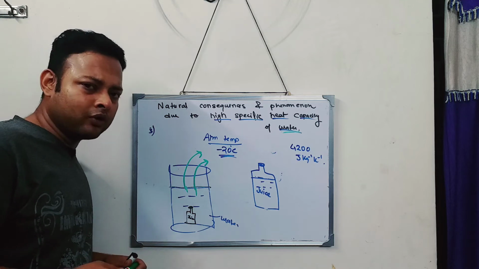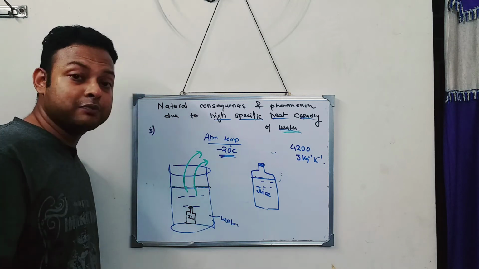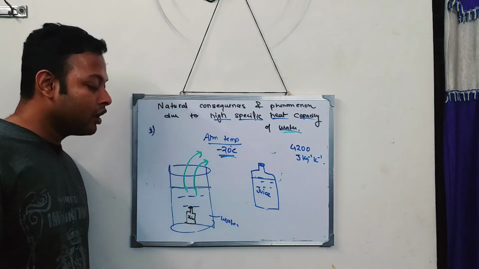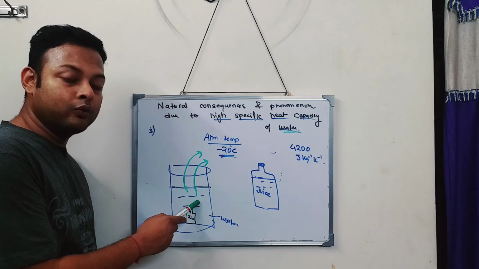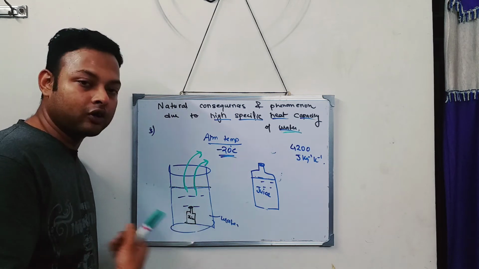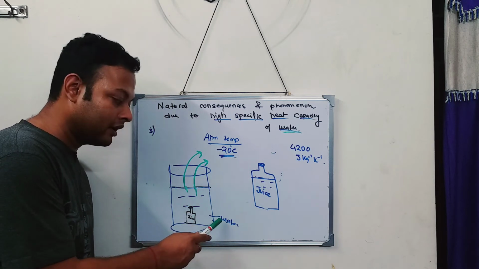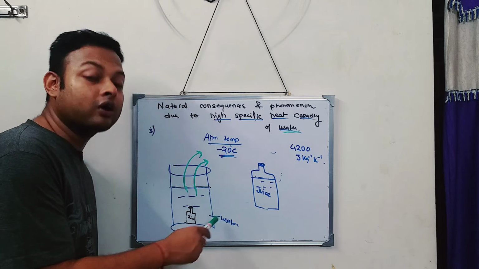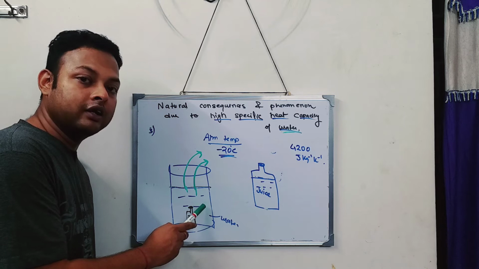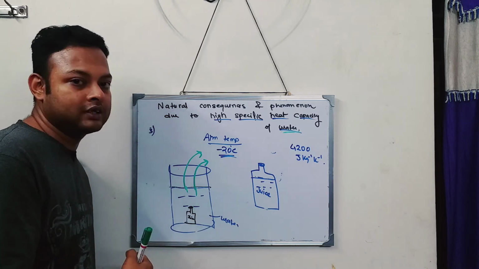But now what do we know? Water has a very high specific heat capacity, 4200 joule per kg per Kelvin. Means what? This water will give a lot of heat. This water has a lot of heat inside it, because right now it is in the water form, not in the ice form. Since it is in the water form, it has a lot of heat inside it.